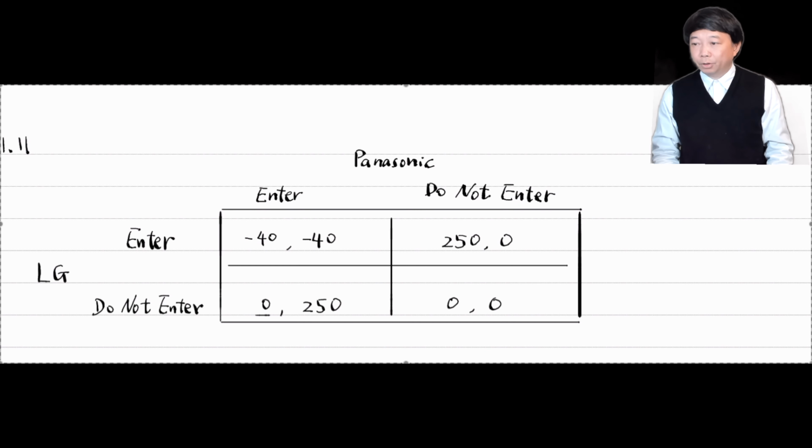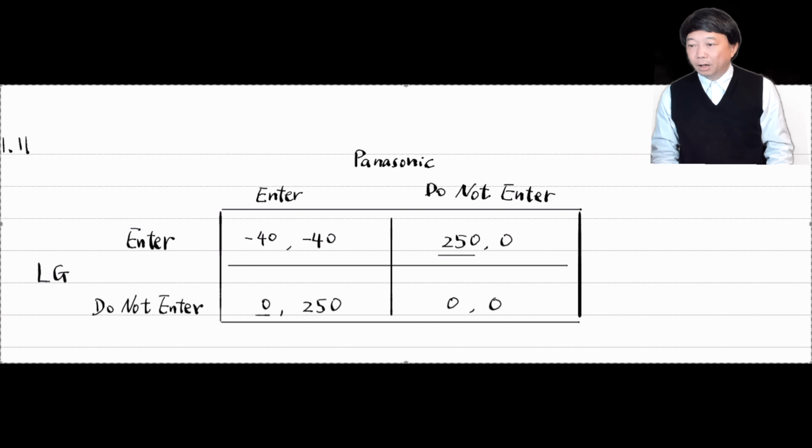Suppose Panasonic chooses not to enter the market. LG gets 250 if it enters the market, but 0 if not. LG's best response is to enter the market. We underline its payoff of 250. LG does not have a dominant strategy.